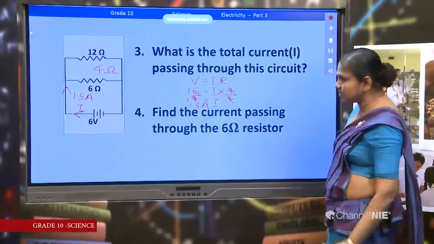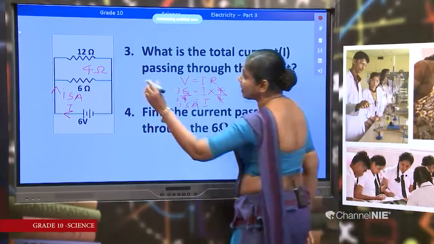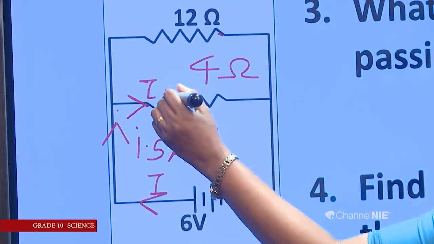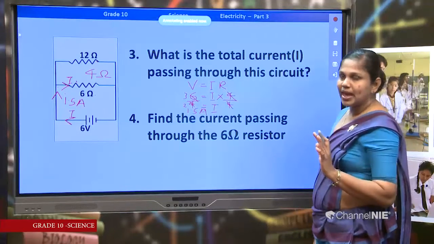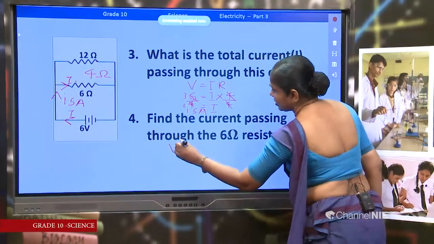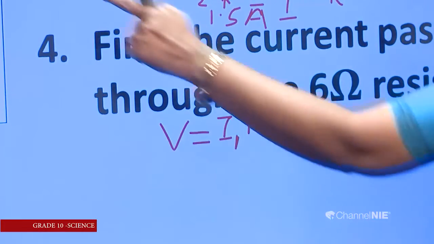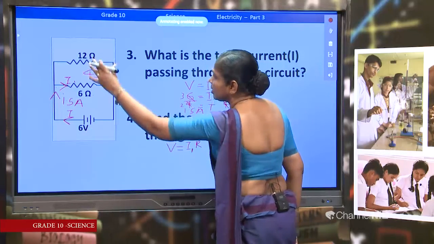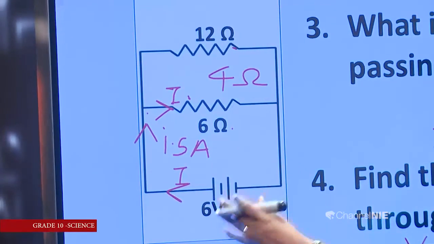Then our next question is, find the current passing through the 6 ohm resistor only. We need to find the current. Suppose the current passing through the 6 ohm resistor only is I1. Then how to get I1? Here also we can use the same formula, same equation, children. V equals IR. Here I is I1, right? R is 6 ohm. Then the potential difference across this 6 ohm resistor is 6V. The potential difference 6V is common for both. The potential difference across both resistors is 6V.